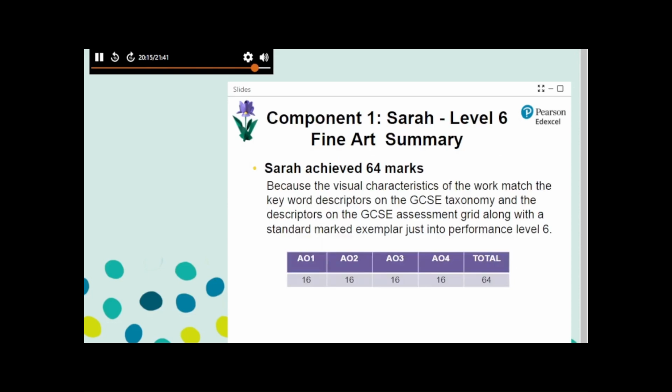In summary then, Sarah achieved an overall total of 64 marks out of 72. Why? Because the visual characteristics of the work match the keyword descriptors on the GCSE taxonomy and the descriptors on the GCSE assessment grid, along with the standard marked exemplar just into Performance Level 6. Assessment Objective 1, 16. Assessment Objective 2, 16. Assessment Objective 3, 16. Assessment Objective 4, 16. Total, 64. Sarah is an exceptional candidate in all assessment objectives.